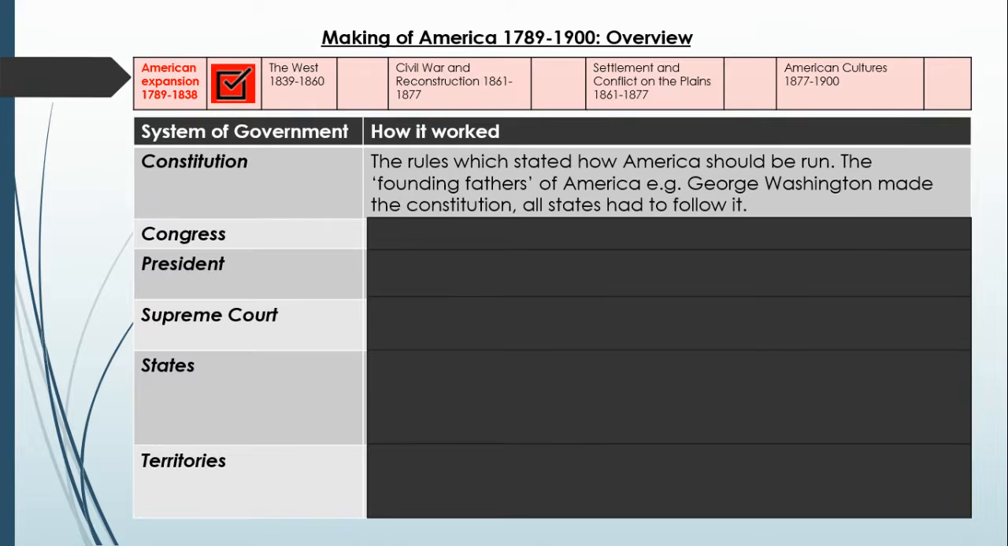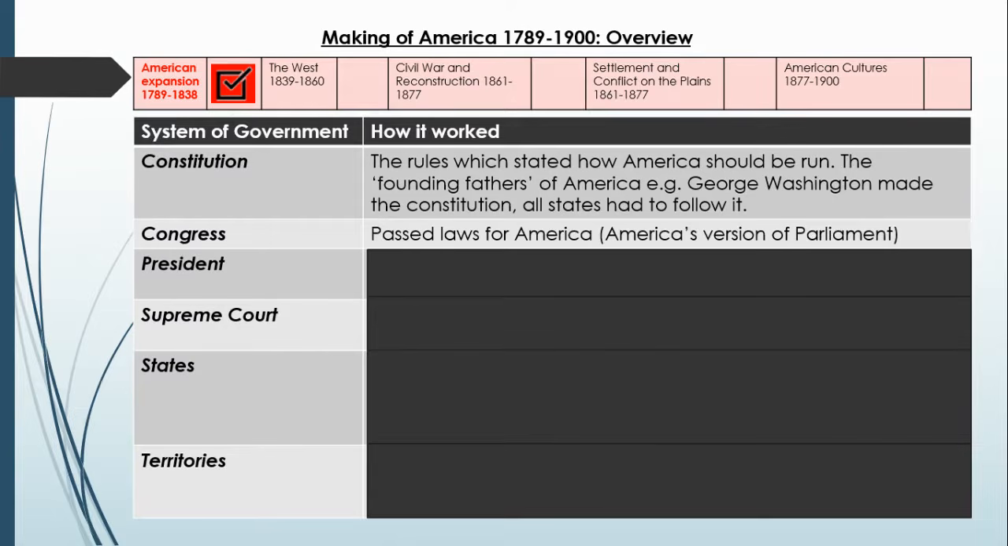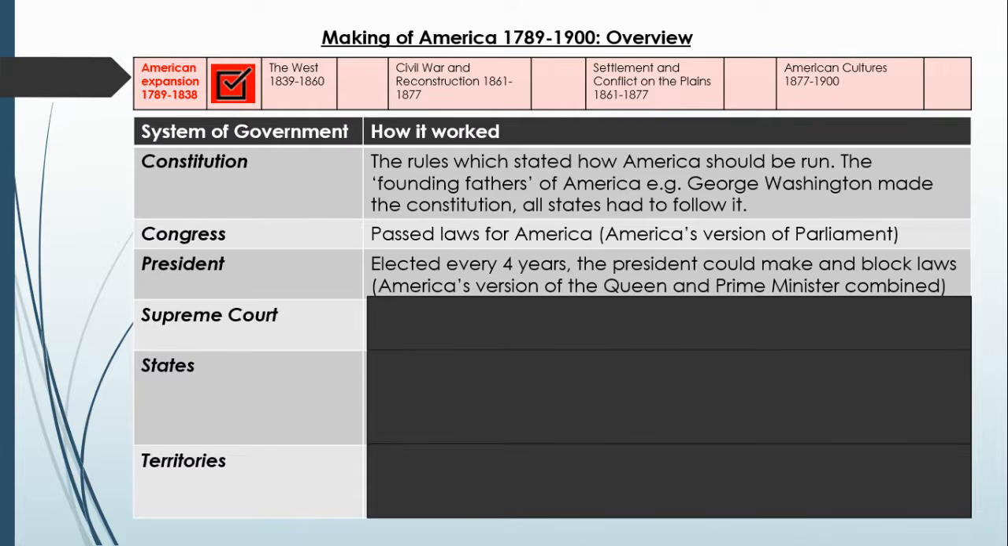the course. There is then Congress. This is the group of people who passed laws for America. So I think the easiest way to remember this is by thinking that it's America's version of Parliament. We then have the President. This person is elected every 4 years. The president can make and block laws, so he's definitely going to be the most powerful person when we are looking at the different groups of politicians within America.